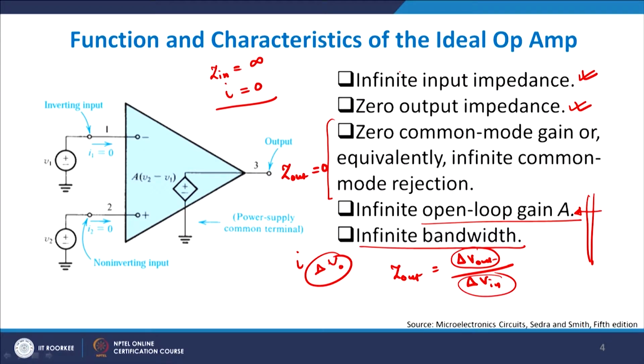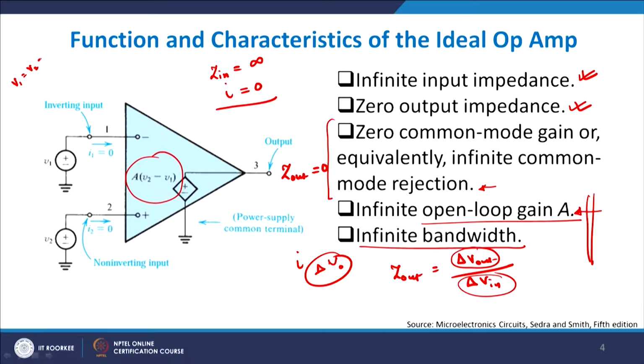Now you see here within the blue triangle, which is a schematic of the op amp, this is the voltage which you see, A times (V2 minus V1). So it is a voltage source here, and therefore the output is given as A(V2 minus V1) for all practical purposes. We come to this one now. It tells me that common mode gain is 0, which means that any signal which is common to terminals 1 and 2 will always be rejected.